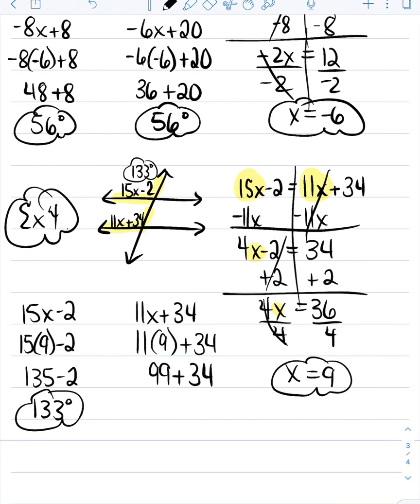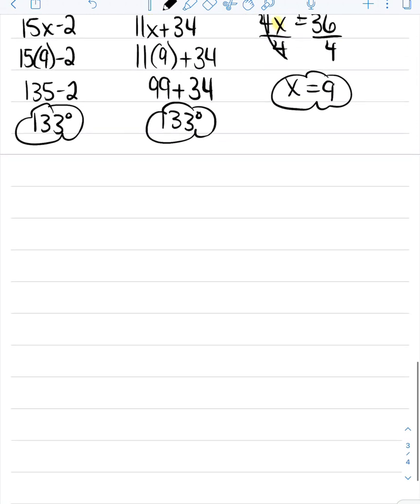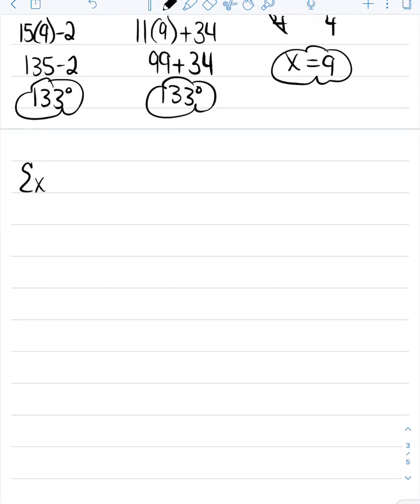99 plus 34 also equals 133 degrees. And that makes sense because we said they were congruent or the same. Which brings me to this example. Look at example 5. Let's draw our two parallel lines like this.